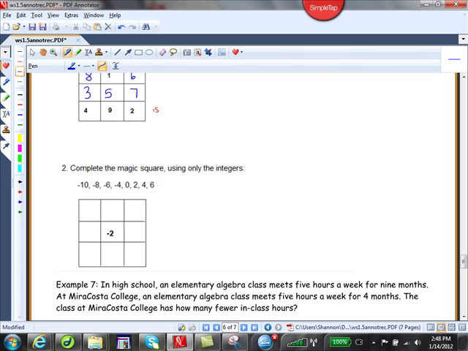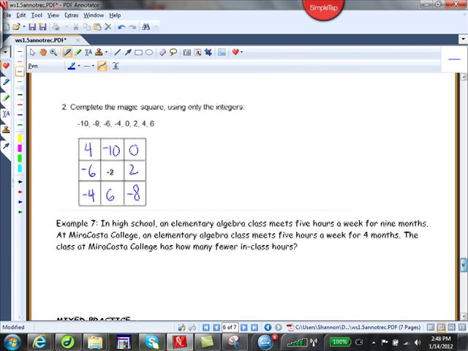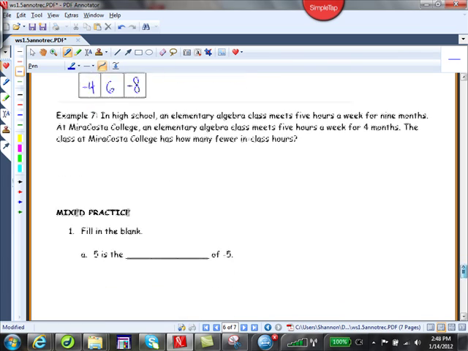Okay, let's see how you did. These are the answers. So we're going to get 4, negative 10, 0, negative 6 and 2, negative 4, 6, and negative 8. How'd you do? Well, if you had trouble on that one, it was kind of a hard one. I even had trouble on that bad boy. All right. So here we go.